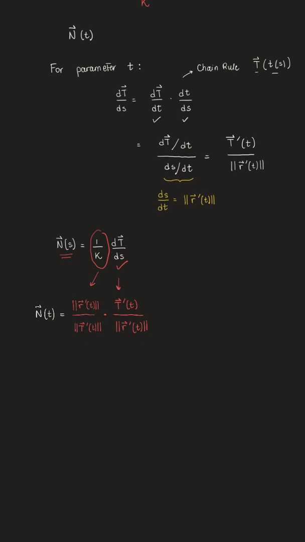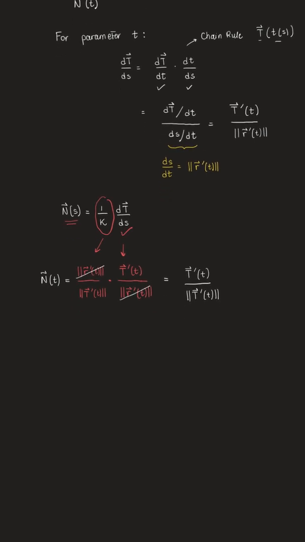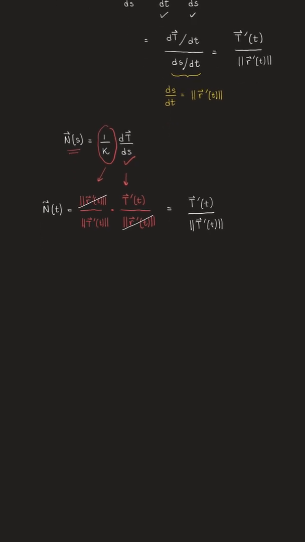Notice that the speed here cancels with the speed here. And so we're left with T prime of t divided by its magnitude. So this ensures that we have a unit vector. It will be perpendicular to T because it's its derivative. And now it's parametrized with respect to any t. So let's just talk about a couple of properties, and that will end this video.